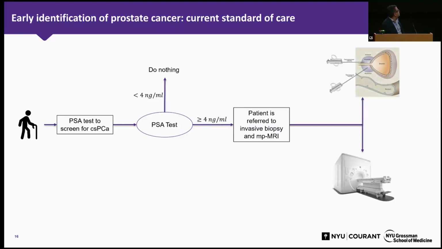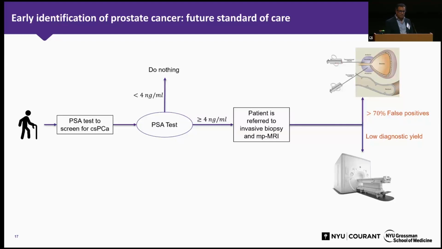And the trouble with this pipeline, of course, is that the PSA test is extremely non-specific. As a result, you have a large number of false positives, which results in essentially a large number of unnecessary biopsies and also MR scans, which are of course expensive, and biopsies, as we all know, have their own risk.